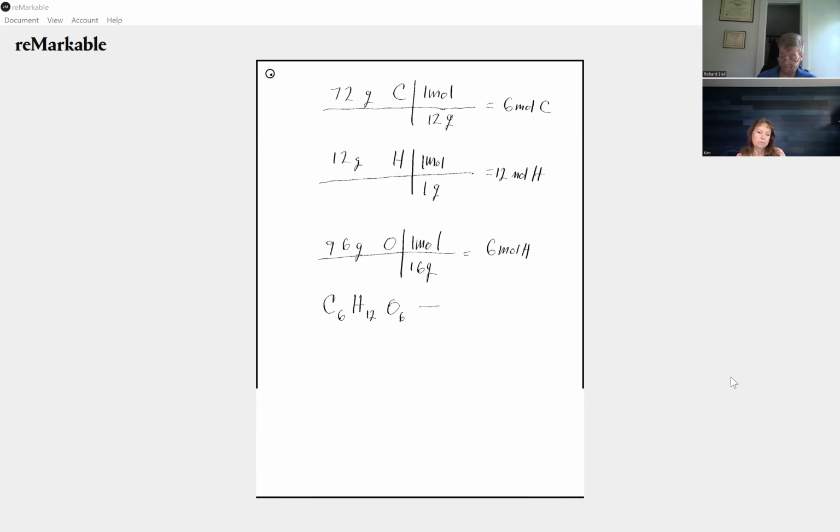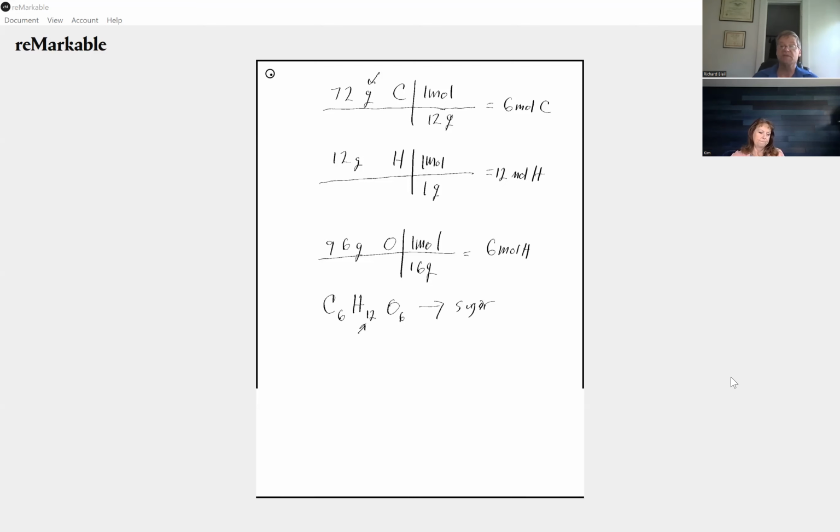This is in your gummy bears. This is just sugar. So in the lab, we can figure out the grams. But conceptually, we want to know the moles because it gives us that ratio. 6 moles of carbon to 12 moles of hydrogen to 6 moles of oxygen.